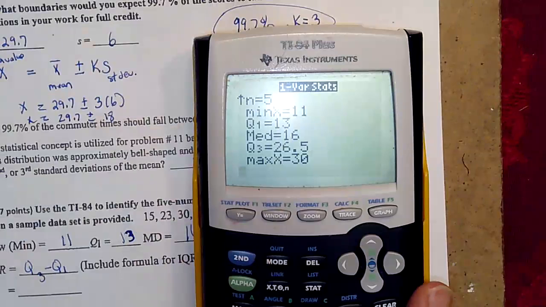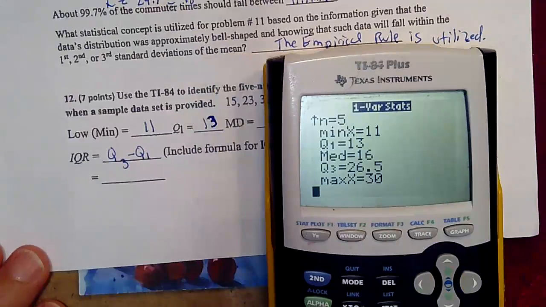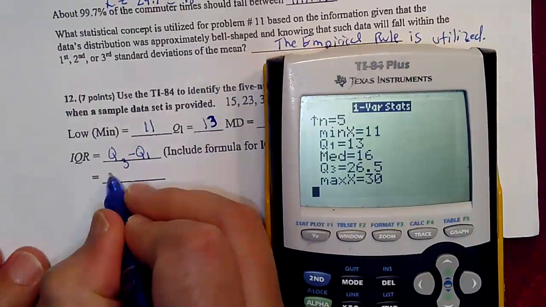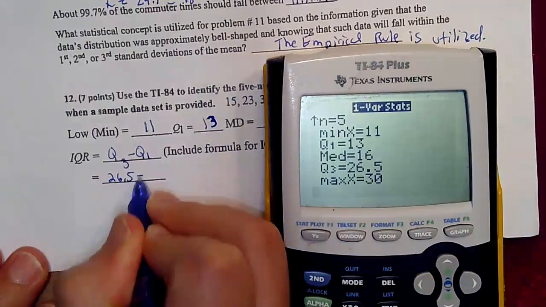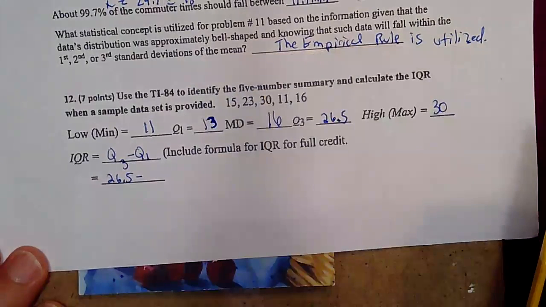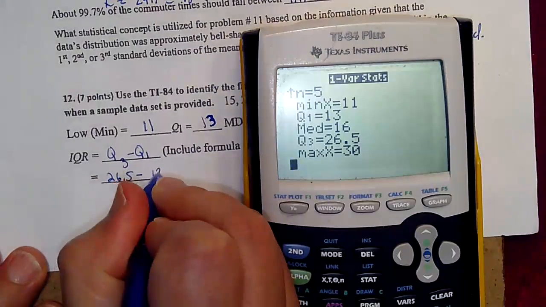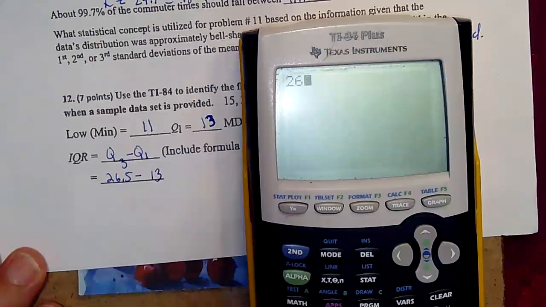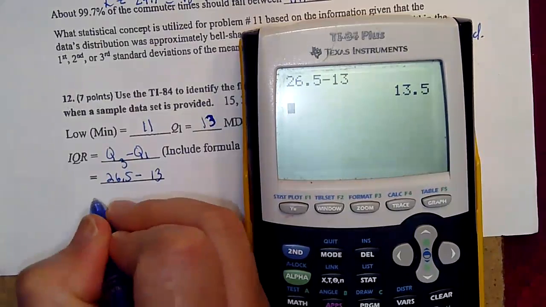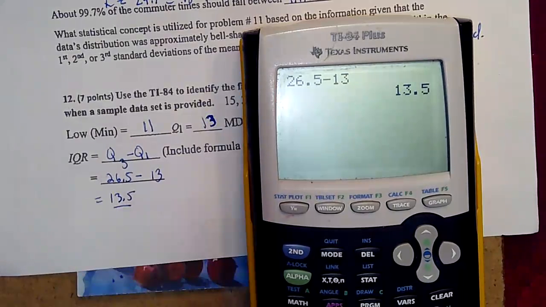And then they want you to find the IQR. So Q3 is 26.5. Take away Q1. What was Q1? 13. So 26.5 minus 13 looks like it's 13.5. Okay.